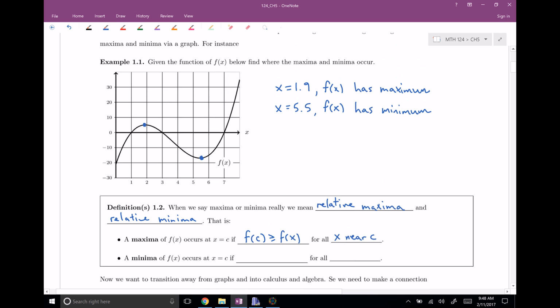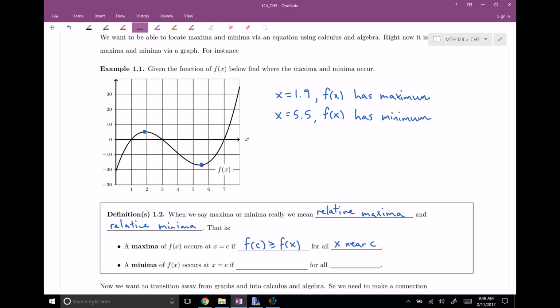For instance, back here on this function, we can see that there are actually y values that are larger than this one right here, right? This y value you'd say is maybe around like 5 or something like this. Well, here's one that's 17, here's one that's 25, right? So this is not the absolute maximum, right? There are larger values over here, but it is a relative maxima.